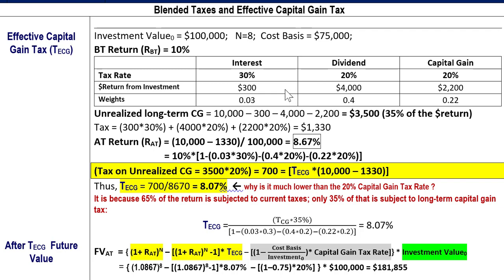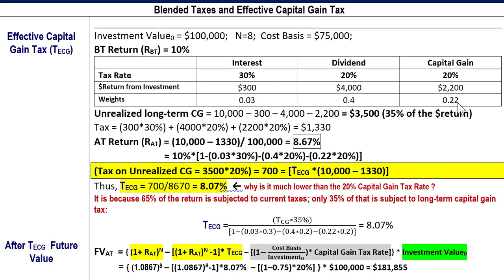Now, the problem is the unrealized capital gain. Using this example, the 10% growth is $10,000. Assuming that the interest income is only $300, that takes only about 3% of the $10,000 value growth, and then we will have a dividend income of $4,000. That takes about 40%, because $4,000 out of $10,000 is 40%. So a lot of the growth is from the dividend income.